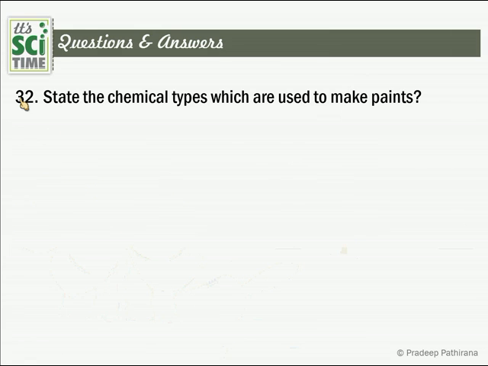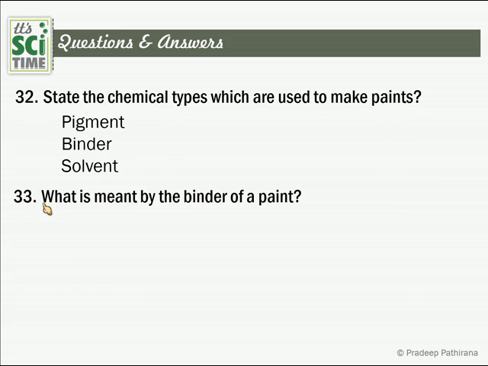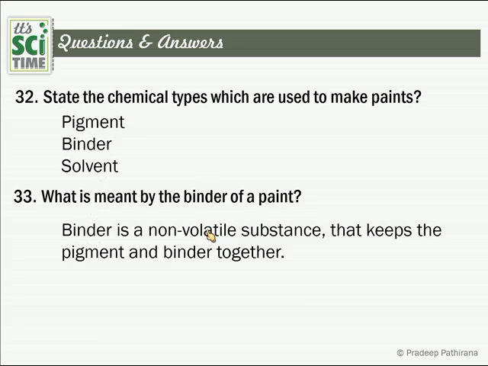First question, this is 32nd one, state the chemical types which are used to make paints. 3 chemicals we use: pigment, binder, and solvent. 33rd, what is meant by the binder of a paint? Binder keeps the solvent and the pigment together. Binder is the non-volatile substance and it keeps the pigment and solvent together.